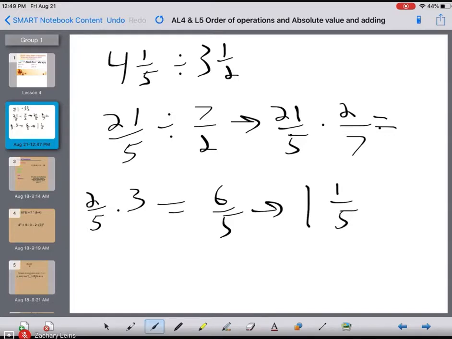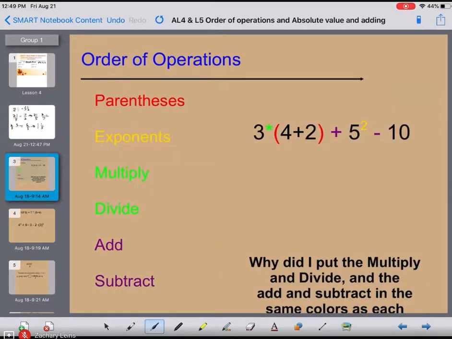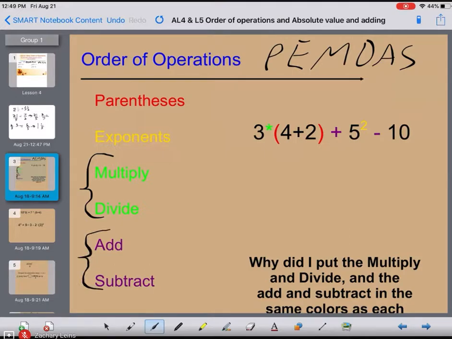All right, looking at today's lesson, order of operations. So everyone has heard PEMDAS before. All right, so a couple key things. So multiply and divide, that's from left to right. So again, whatever appears first on the left as we move across, that's what we're going to do first, whether it's multiplication or division. Same thing for addition and subtraction. We add and subtract from left to right. And that answers our question here. So why are those in the same color?